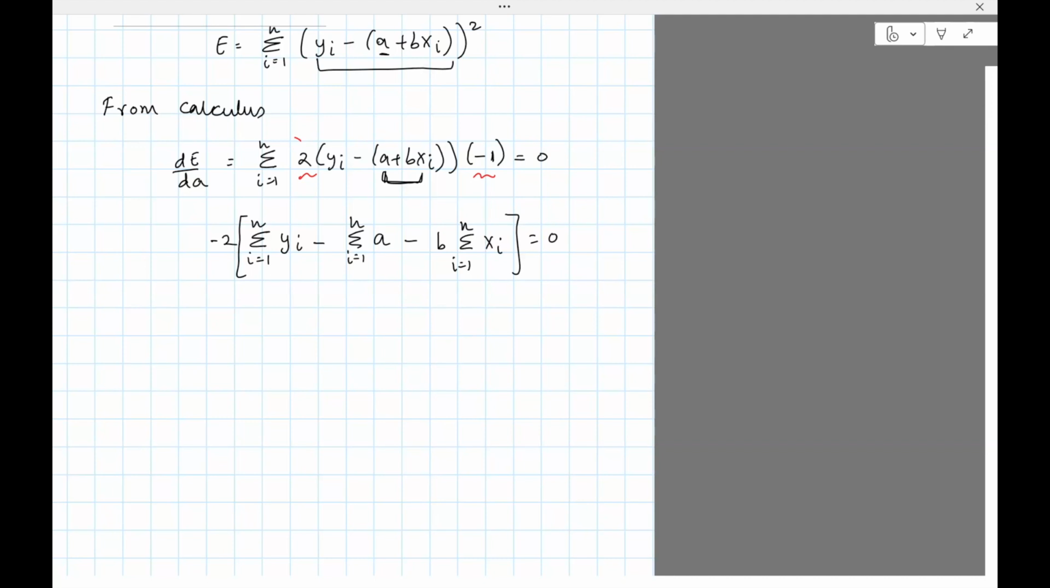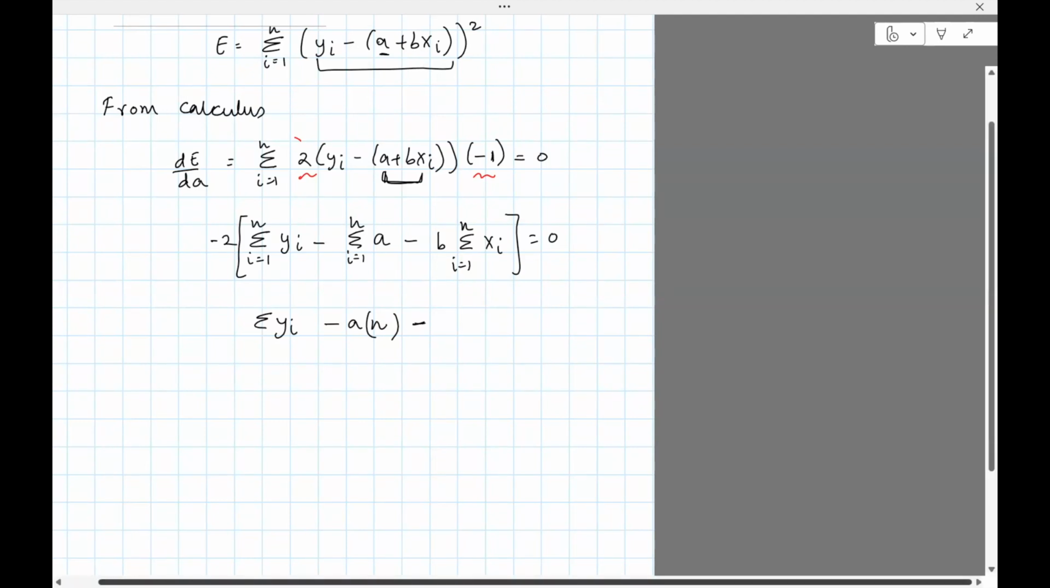Okay, so I'm going to use a shorthand notation here. I'm going to write it as summation y. I don't want to keep writing the 1 to n. Now if you sum A, that is A plus A plus A, n times, then you get nA. That's what I wrote down. And then we have minus b times summation xi equals 0.